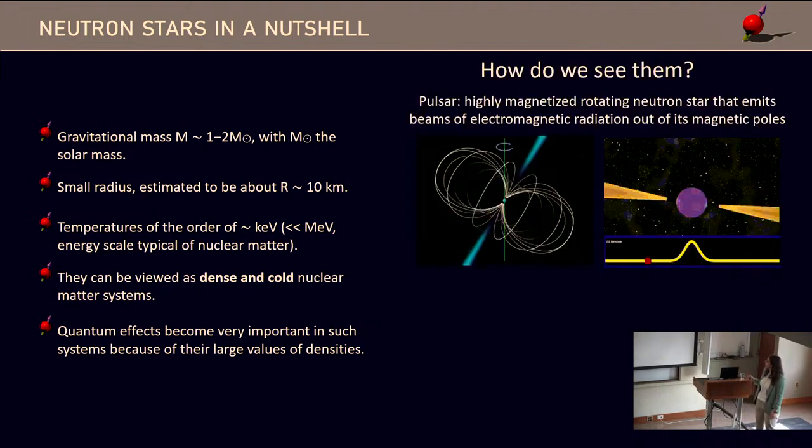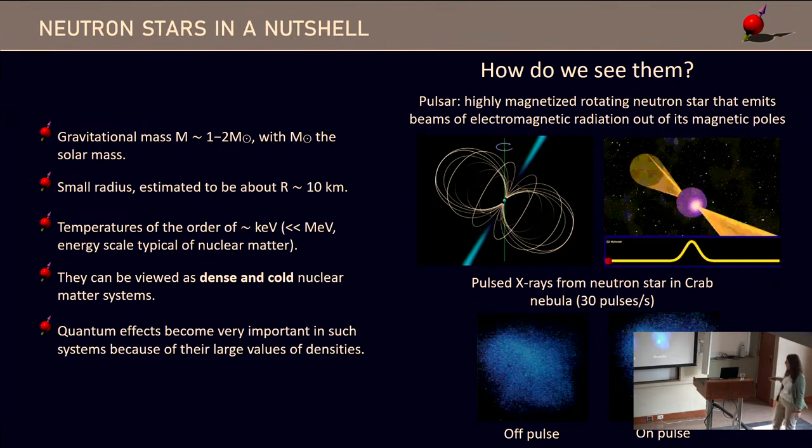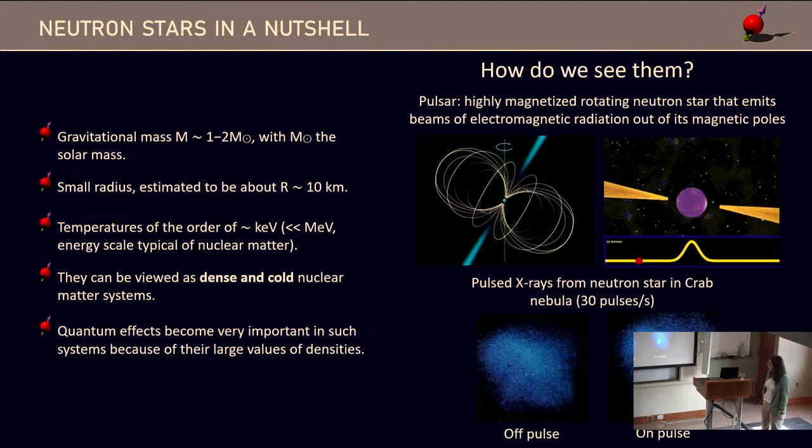So how do we see them? Usually they manifest as pulsars, so they are highly magnetized rotating neutron stars that emit electromagnetic radiation out of the magnetic poles that they have. And since the rotation axis and the magnetic axis are not aligned, but misaligned, from Earth we can see them as a lighthouse effect. And so this allows us to measure with very high precision the rotation frequency of the star according to the measure in which they are off pulse or on pulse. So you see really this lighthouse effect from Earth.